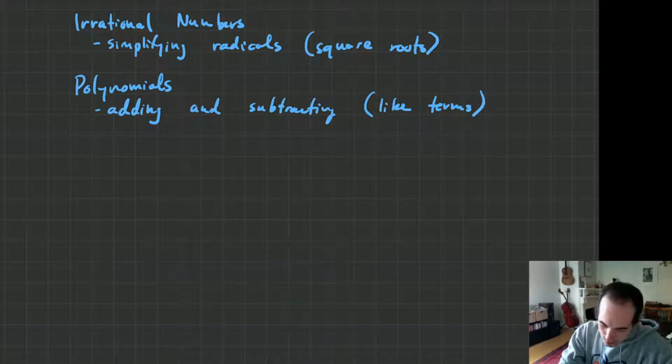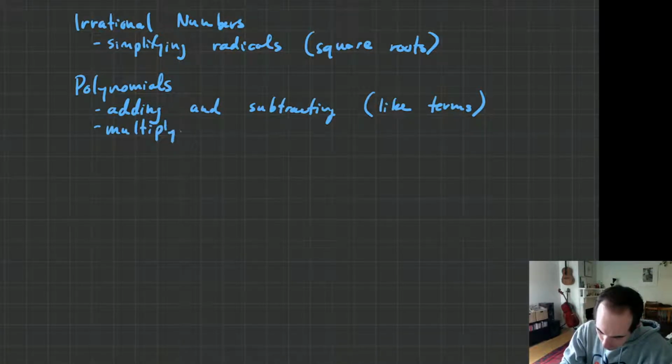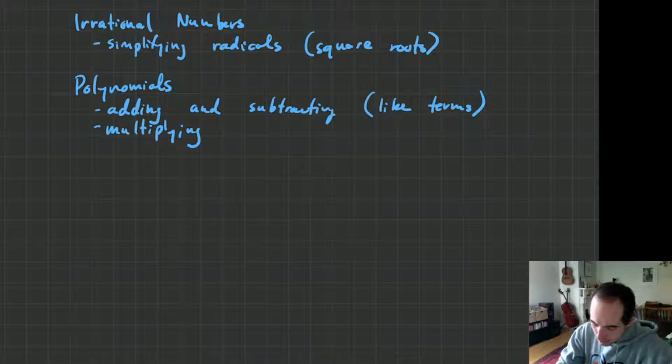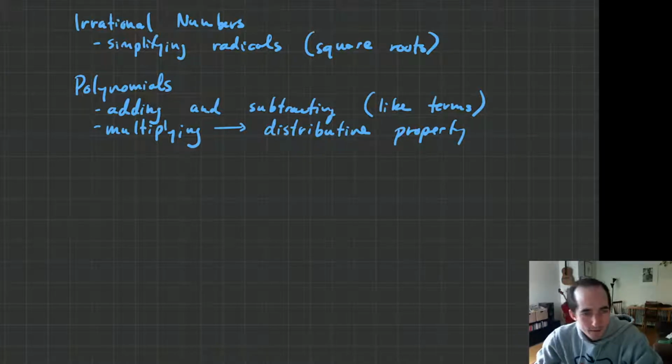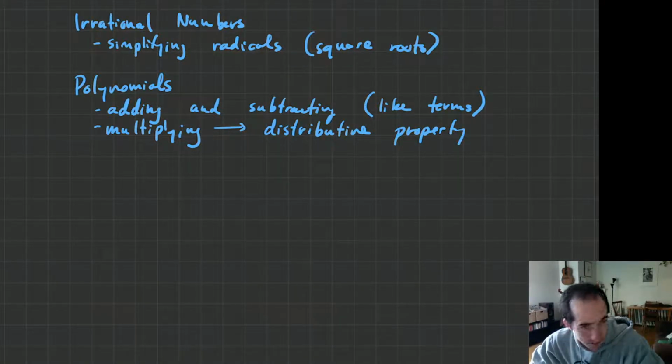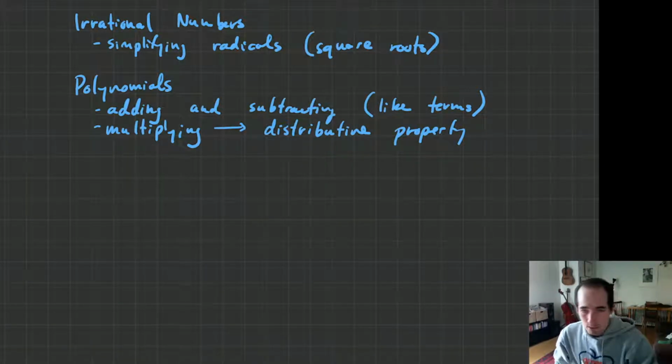Okay, so we also looked at multiplying polynomials, but we really only looked at small cases, and this really has to do with the distributive property. We did a lot of stuff with the distributive property this year. So when you're multiplying polynomials, really the name of the game is the distributive property. Okay.